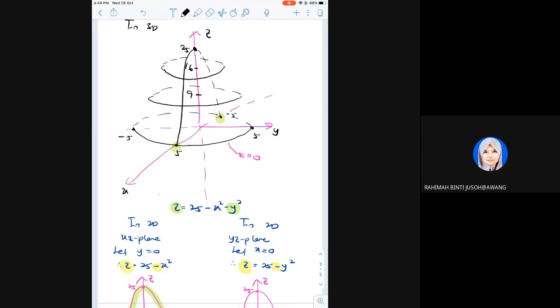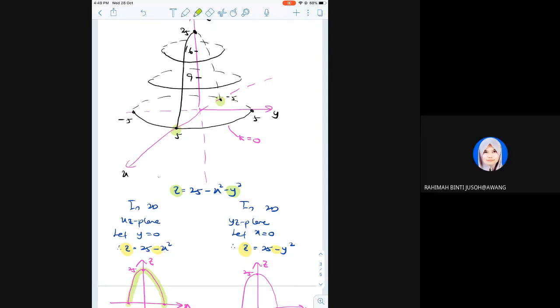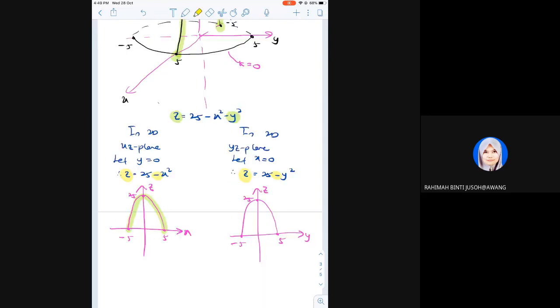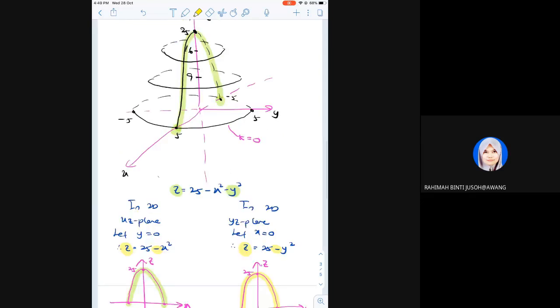Okay? Understand? Alright. So this is for the case of exactly belakang and depan. Next, kita nak transform yang YZ pula. YZ, you tengok daripada paksi Y, 5 and negative 5. So, Y exists 5 and negative 5.